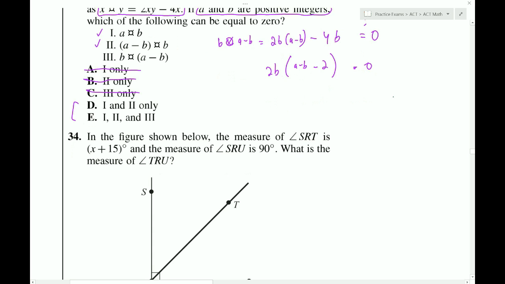Alright, so then we could t-chart. Again, the 2 just disappears, divide by 2 on both sides. B equals 0 is one solution. The other solution is that a minus b would have to equal 2. Alright.